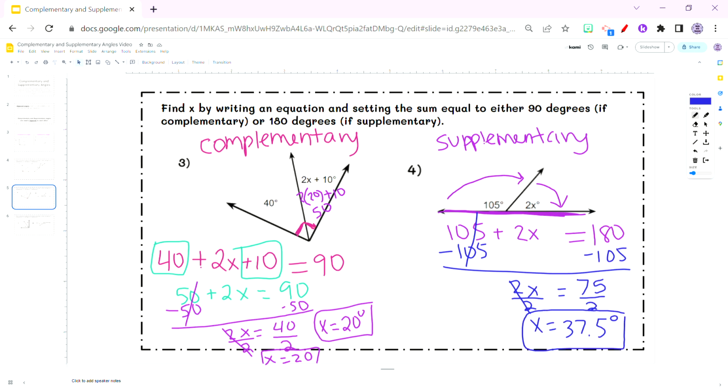All right, you can go back and check and make sure that together these two angles will add up to 180 degrees. So 2 times 37.5 will get you 75. So the whole angle is 75 degrees. And together, 75 plus 105, they add up to 180 degrees.